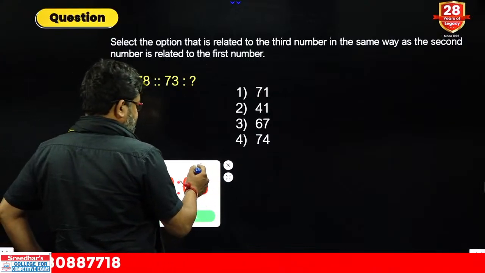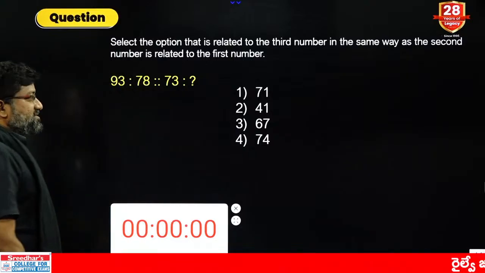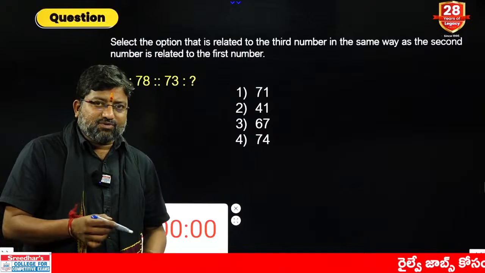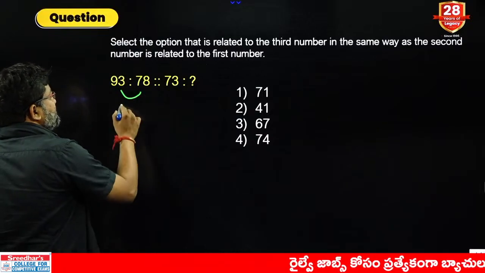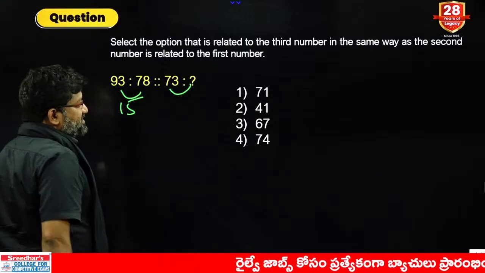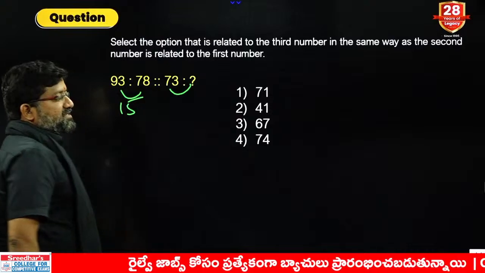Done. What's happening here? 93 and 78, if I regularly try to solve this question, the difference between these two numbers is 15. If I go with the same story and the difference is 15, where do we see the answer?